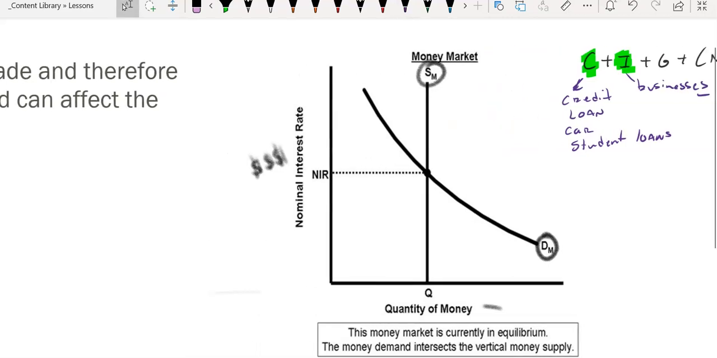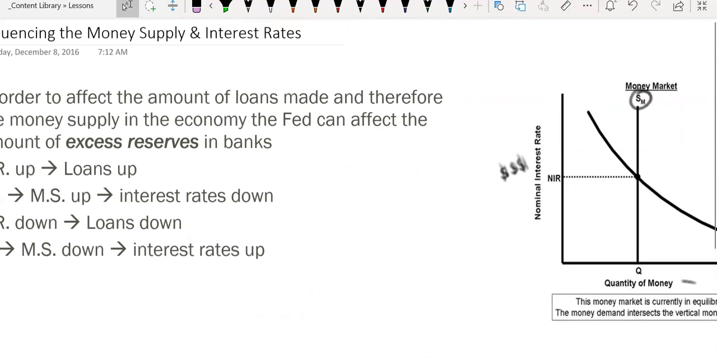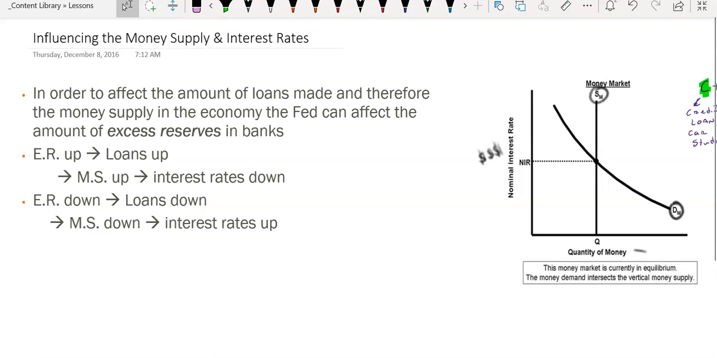All right. And so what they're trying to do is affect the amount of loans banks make. Because we saw from last class, the more loans a bank makes, the more deposits, more money is created, then the more deposits that are created, the total overall money supply will increase.